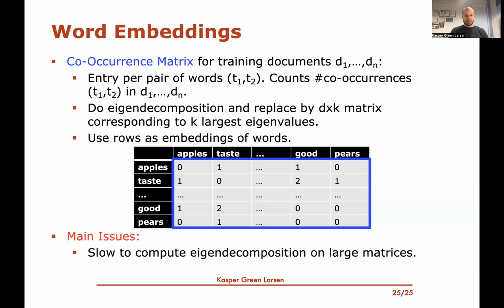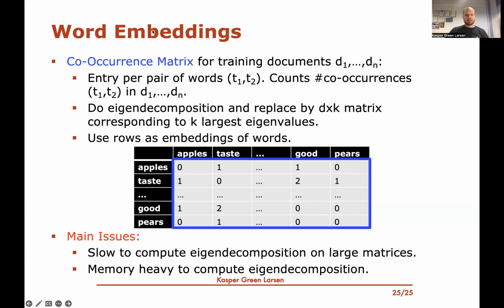The main issue with this representation is that it can be slow, at least to compute an eigendecomposition on a large matrix. If there are 100,000 different words occurring, this matrix is 100,000 by 100,000 large. So it could also be very memory heavy, even just to store this matrix, and quite intensive to compute the eigendecomposition. We'll see in the next videos some other alternatives to using this co-occurrence matrix, but this is one approach that one can use.